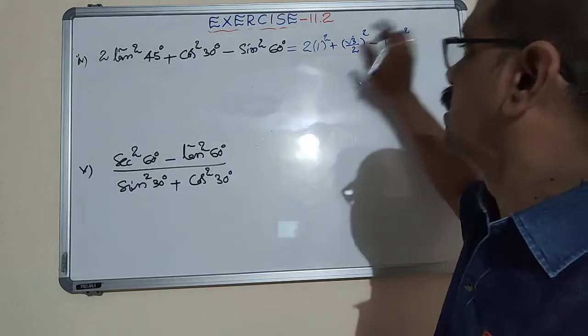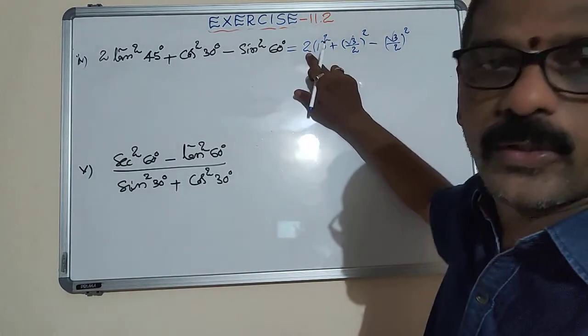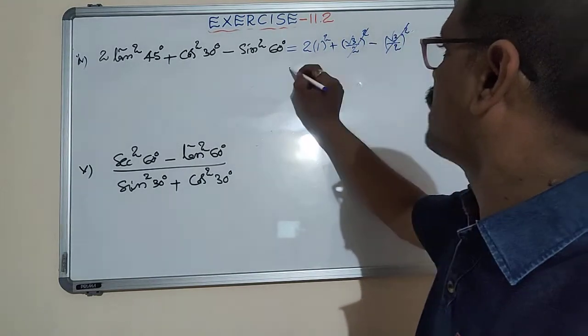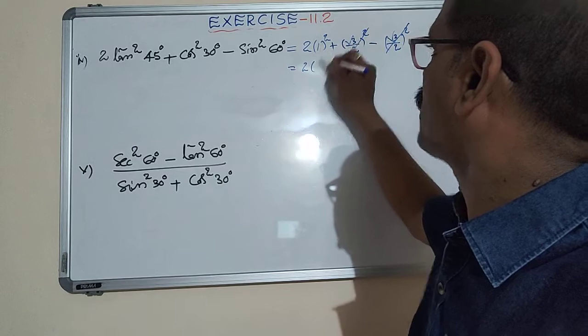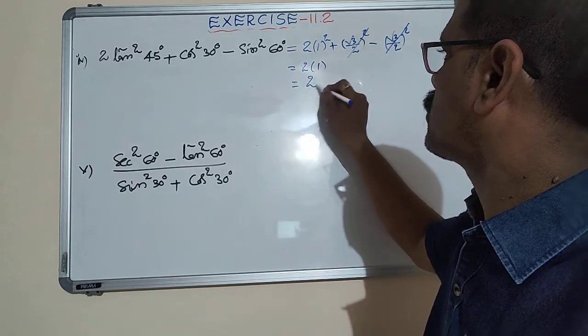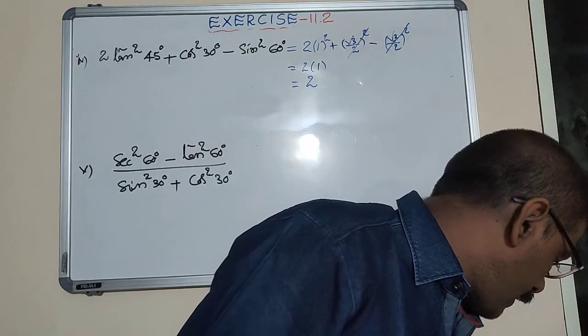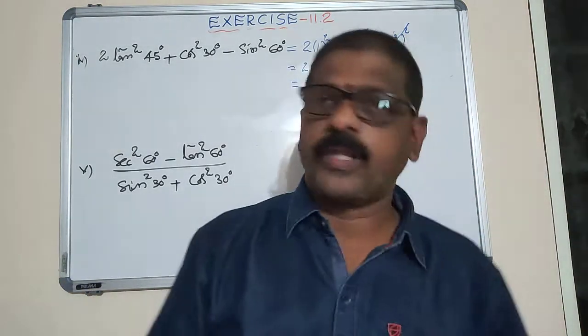They are cancelled. So 1 square is 1, 1 into 2, 2. That is the answer. So these are cancelled. That is equal to 2 into 1 square is 1. It will be 2. Clear? So the fourth question is completed. Now the next question is the fifth.